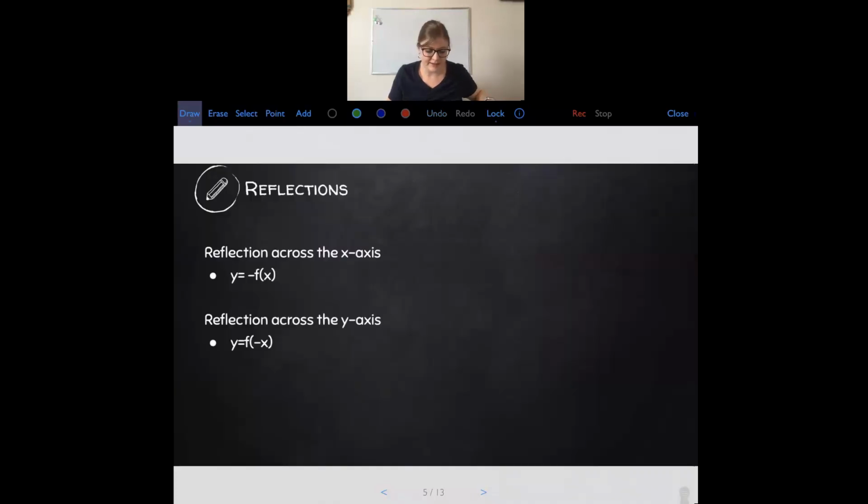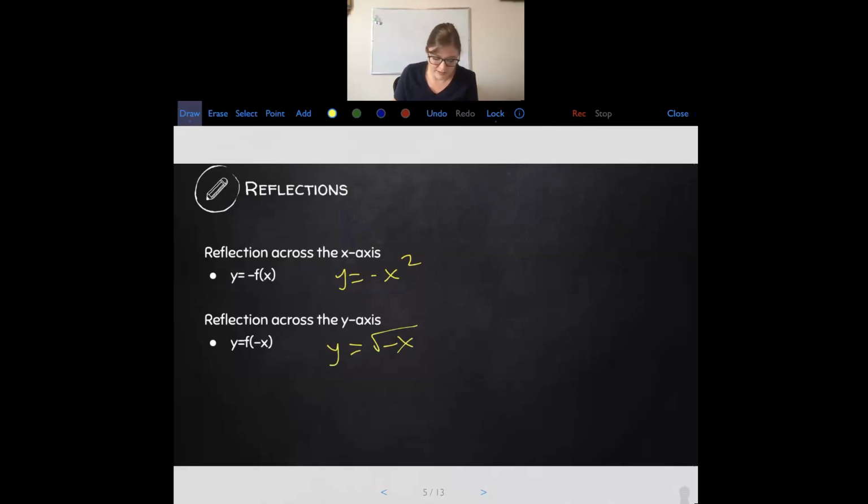Okay. The next type of transformation are reflections. So a reflection across the x-axis means we have something y equals negative f of x. So for instance, this could look like y equals negative x squared. Okay, I'll show you examples on the other slide. Reflection across the y-axis, y equals f of negative x. So this could be something like square root of negative x rather than just the square root of x.